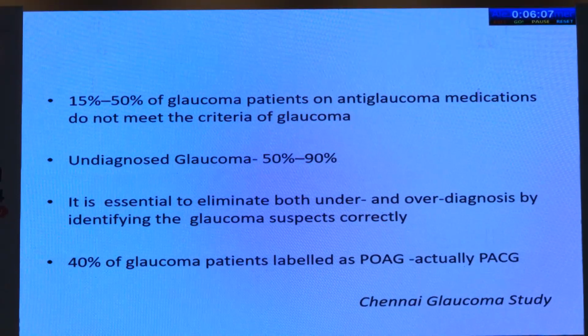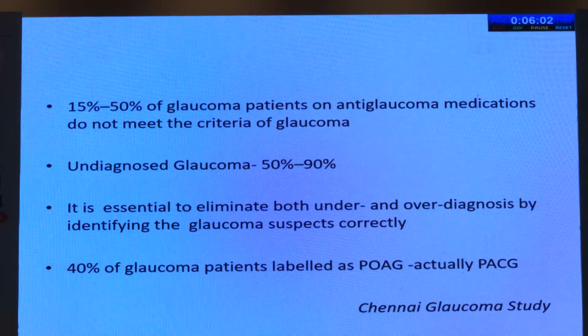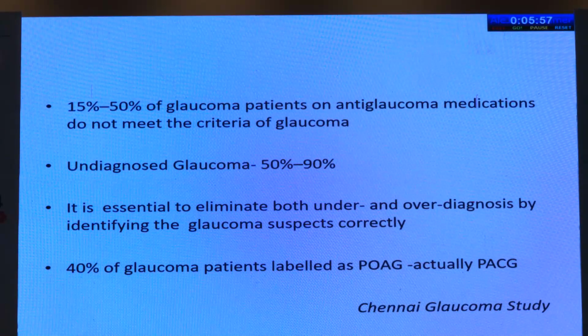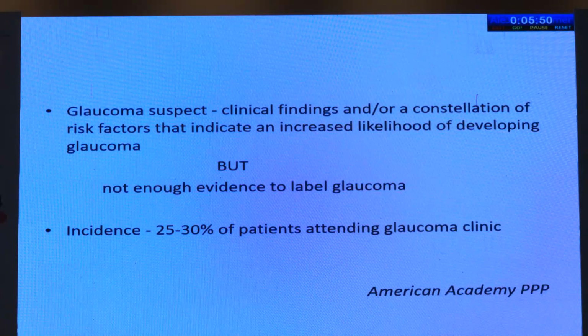It is seen that 15 to 50% of glaucoma patients on anti-glaucoma medication do not meet the criteria of glaucoma. And at the same time, in 50 to 90% of cases, glaucoma is undiagnosed. So it is essential to eliminate both under and overdiagnosis by identifying the glaucoma suspect correctly. Glaucoma suspect is a patient who has clinical findings and a constellation of risk factors that indicate an increased likelihood of developing glaucoma, but you cannot label the patient as glaucoma. And it is seen that 25 to 30% of the patients attending the glaucoma clinic are actually glaucoma suspect patients.